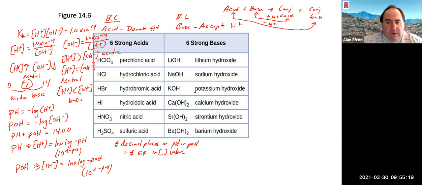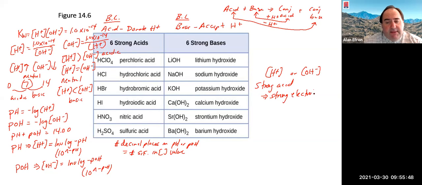Okay, so we really did finish up, I think, last time doing a couple of examples where it wasn't just a generic H plus concentration or OH minus concentration. We were actually given some strong acids or strong bases. So remember that strong acids are strong electrolytes.